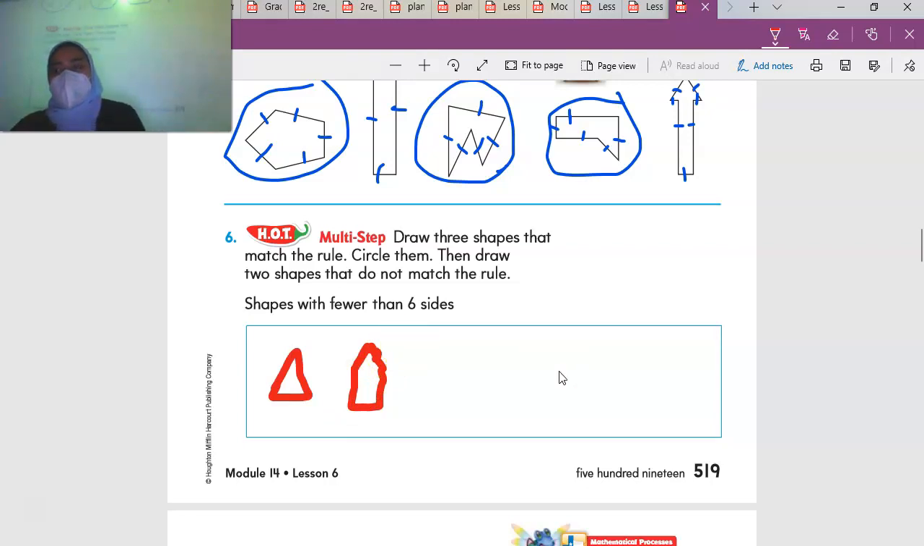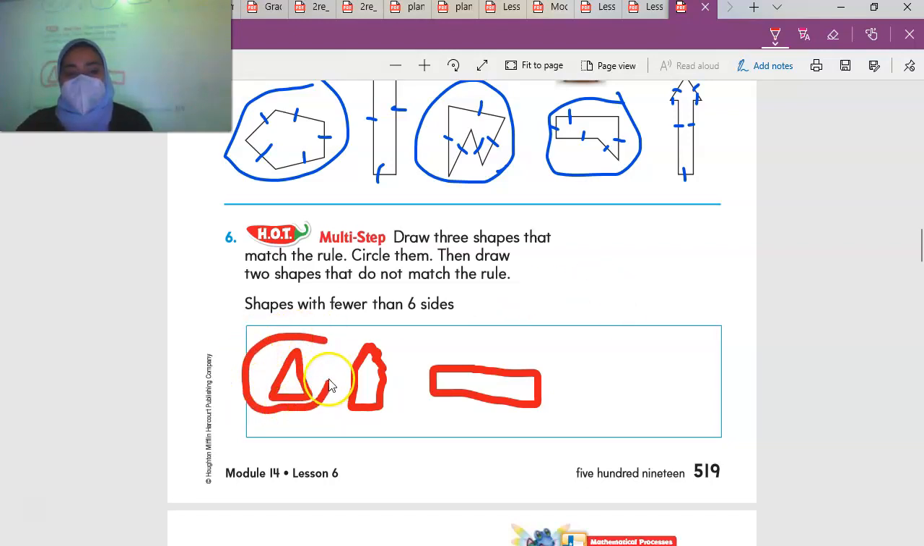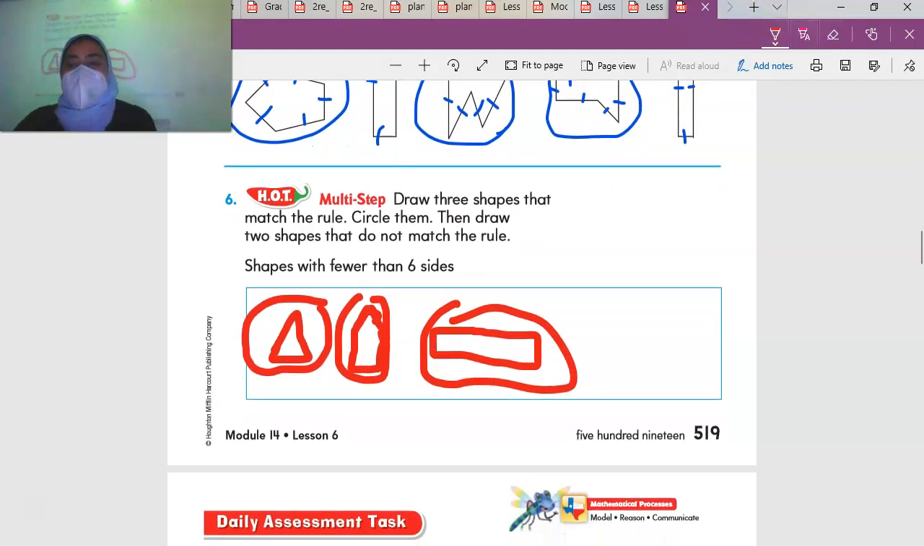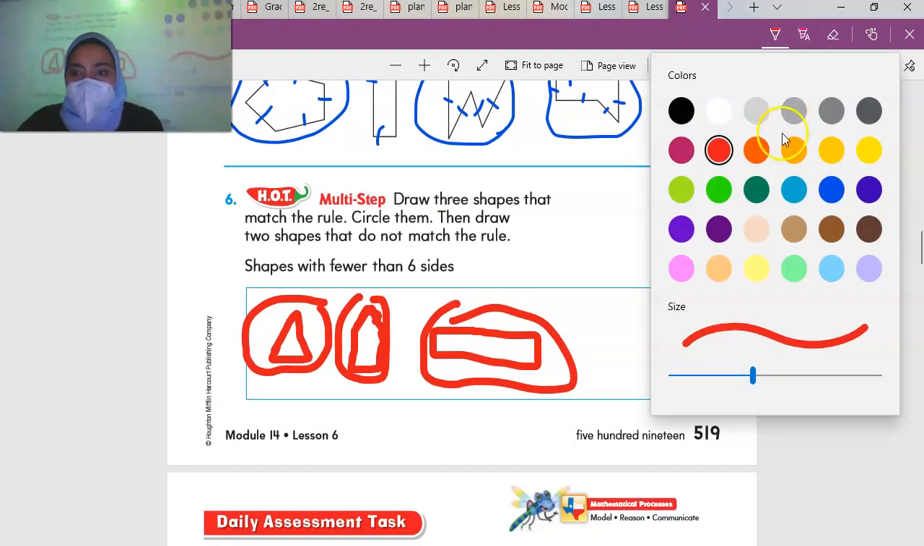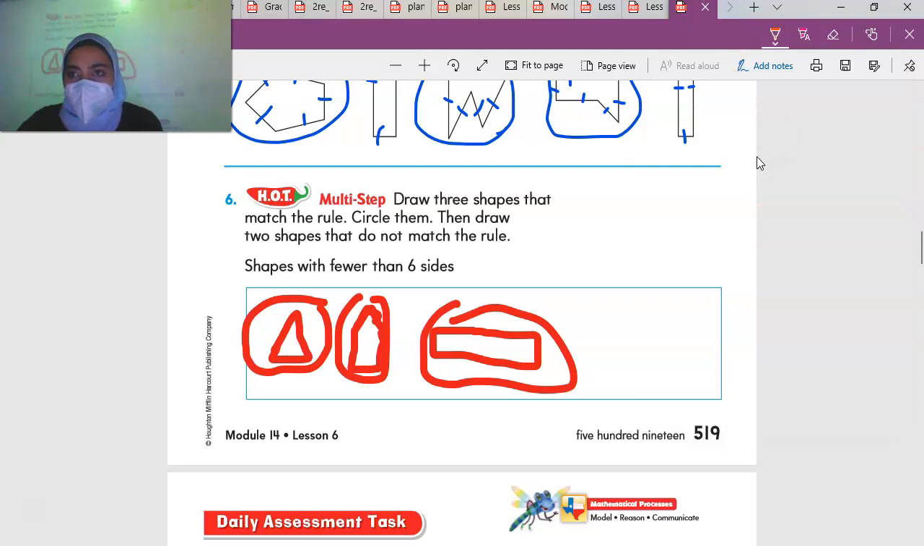Okay, what's another shape? Dominic. A rectangle or a square could have been right, right? JC, what were you going to draw? Square, that could have been right too. Okay, and then it says when you're done drawing them, circle them. Then draw two shapes that do not match the rule. So now, what two shapes do not match the rule?